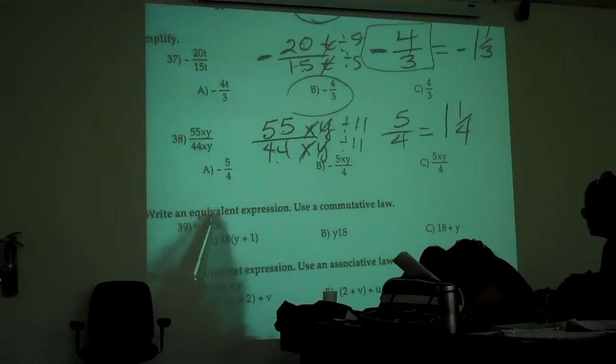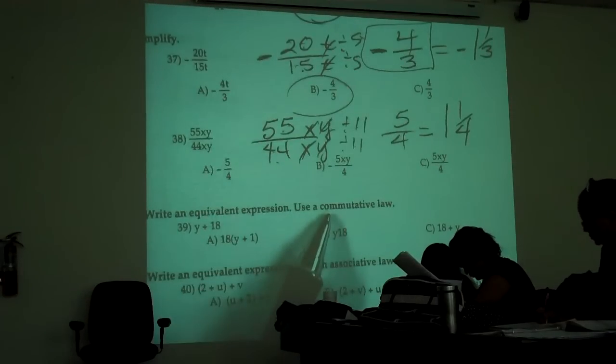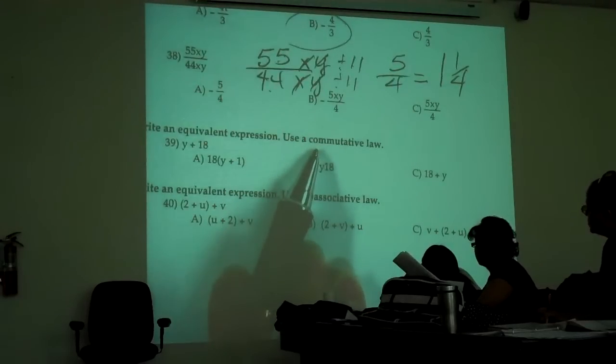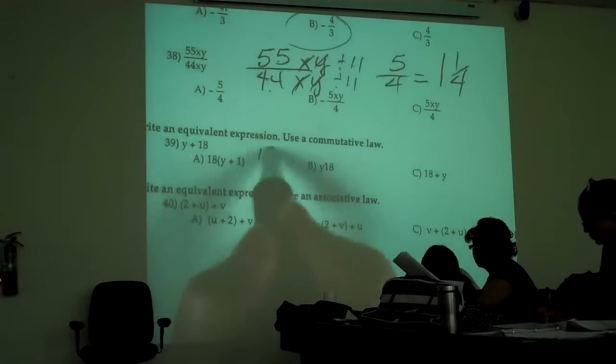Write an equivalent expression, use the commutative law. What does commutative do? Switches places. So it's just 18 plus y.